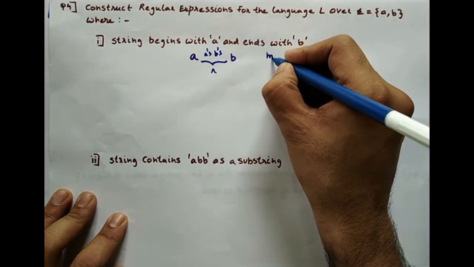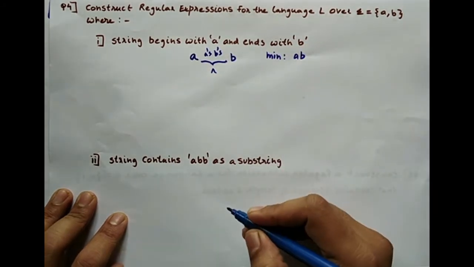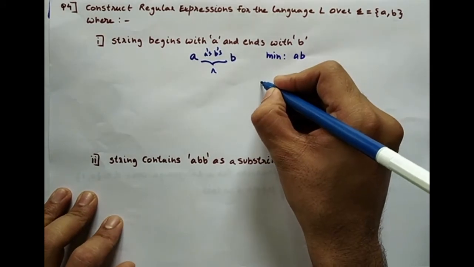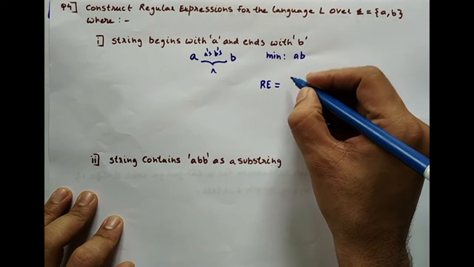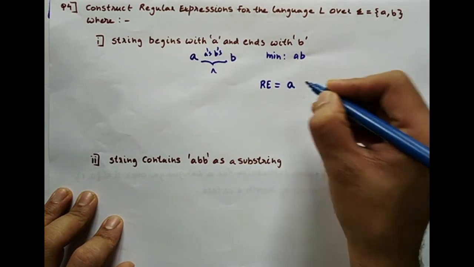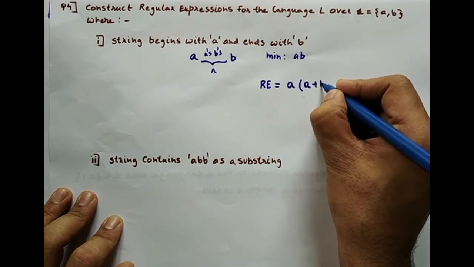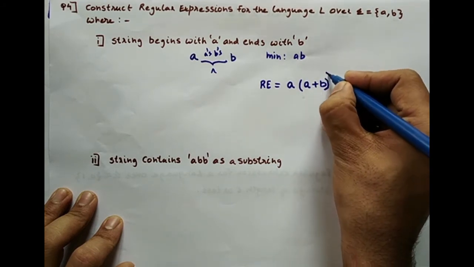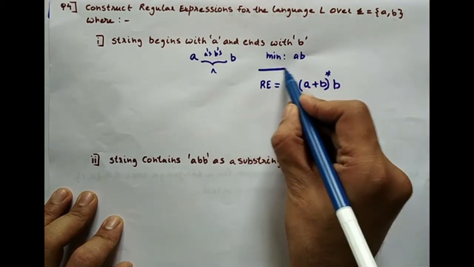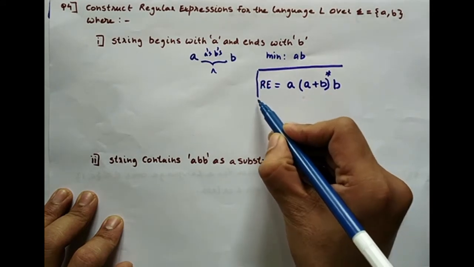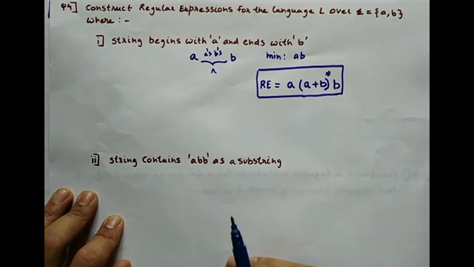So the minimum possible string that I can think of is ab itself. Okay, so the regular expression in general will be: it starts with a, followed by any combination of a's and b's, but it ends with a single b. So this is a regular expression for the given language.